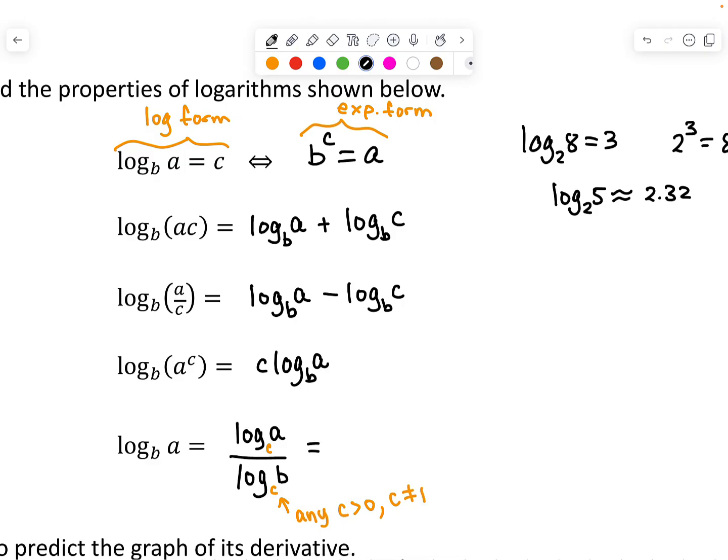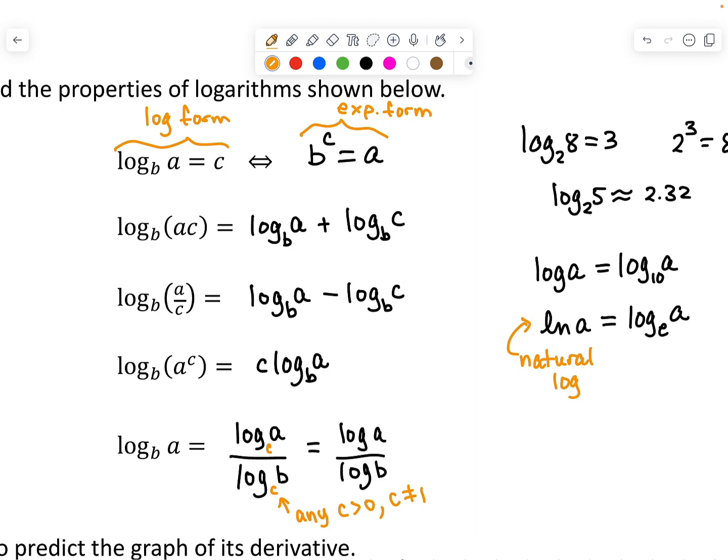So if you go with base 10, just leave the base off. Recall that if you have a logarithm of a and there's no base written, then the default base is 10. Also, if you have an ln, which I usually write as cursive, then this is simply a logarithm whose base is Euler's constant e, and it's called a natural log. So using the change of base property, we can continue. What if I choose my bases c to both be e? Then I can write this as natural log of a over natural log of b. And the possibilities here are endless because you can choose any c you want.